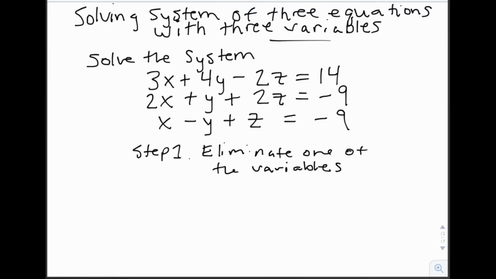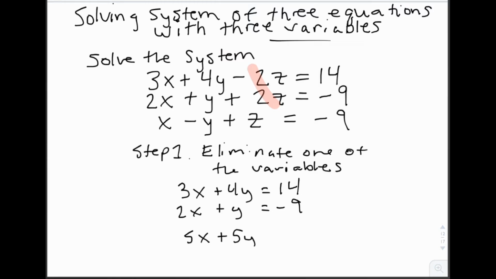In this case, let's try to eliminate, as we see, the negative 2z and the positive 2z here. If we eliminate those, what are we left with? Well, we are left with the following equations. The 3x plus 4y is now equal to a positive 14. And the 2x plus y equal to that negative 9 there. So now that we have found our 2 other equations, we can add them together, which will give us 5x plus 5y, and that is going to be equal to a positive 5 here.